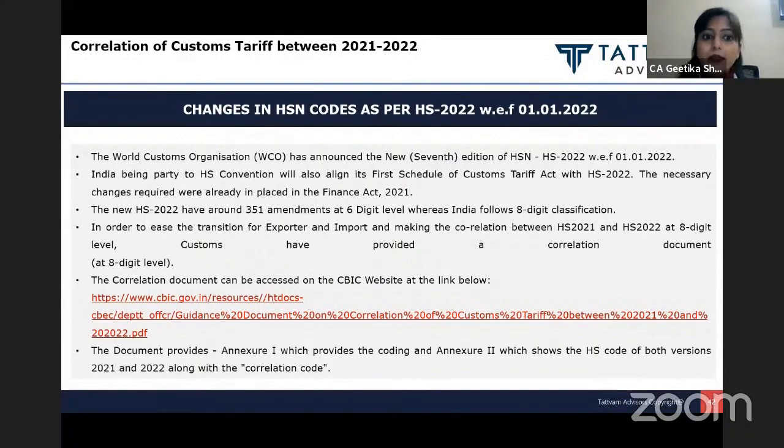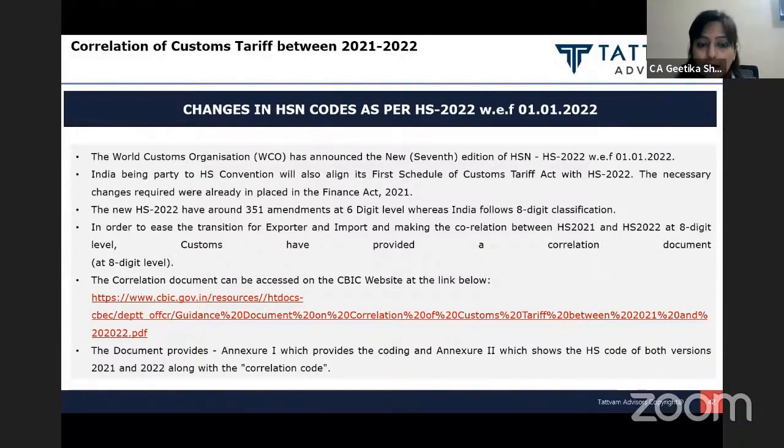So what has happened is that WCO has announced a new edition of HSN. And since India is party to the HSN convention, they have aligned the tariff for everyone. They have given certain reference code, access code, with which anyone can check which HSN has changed and what is the change in that HSN. And this tariff is implemented from 1st January 2022.